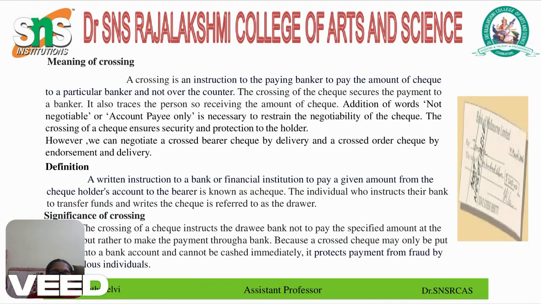Significance of the crossing. Crossing of a check instructs the drawee bank not to pay the specified amount at the time, but rather to make the payment through a bank, because a crossed check may only be put into a bank account and cannot be cashed immediately. It protects payment from fraud by particular individuals.